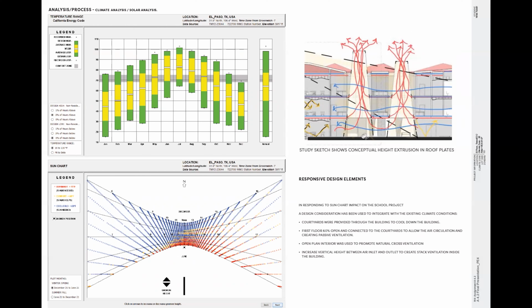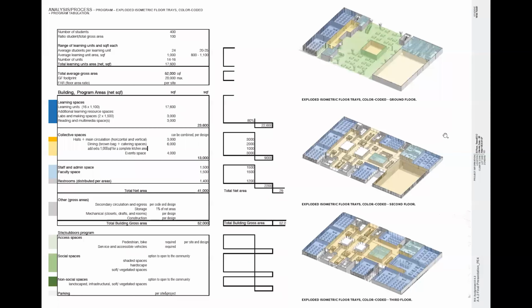The first floor has 60% opening to allow passive ventilation to make the air move well, and increasing the height between the air inlets and outlets creates stack ventilation inside the building. My program has, as shown here, social spaces and learning spaces, and this is the event space that would host events and workshops, and it has its own facilities and services.